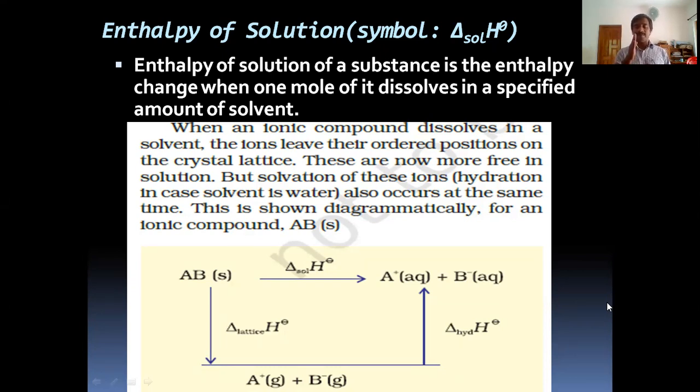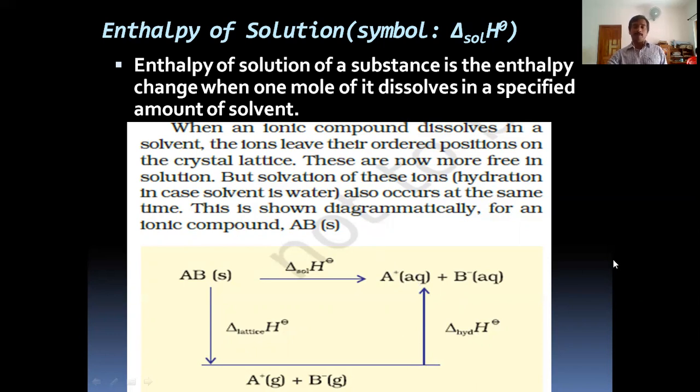Lattice enthalpy, we discussed it in detail. You know what is lattice enthalpy. It is the energy required to dissociate the solid ionic compound into its gaseous ions. Here you can see the solid ionic compound AB has dissociated and produced A plus gas and B minus gas. This A plus gas and B minus gas combine with the water molecules. At that time, there is an energy change, enthalpy change. That is represented using hydration enthalpy. So these are the 2 factors affecting enthalpy of solution.